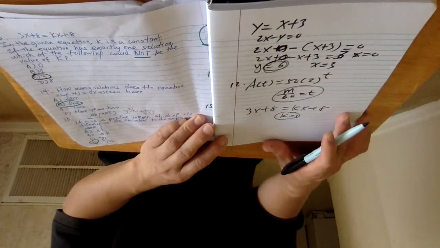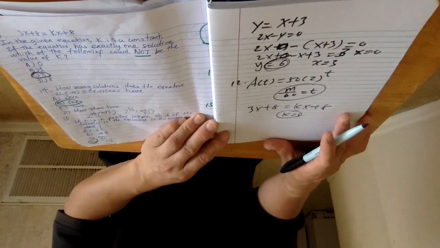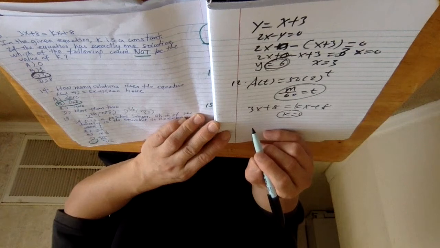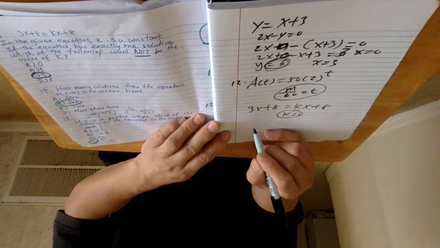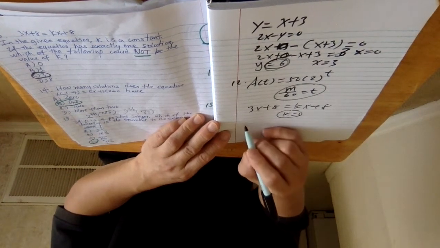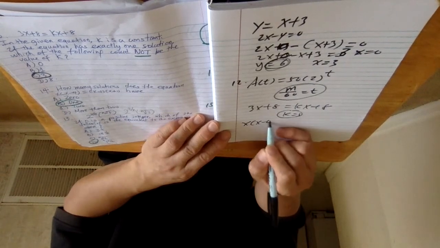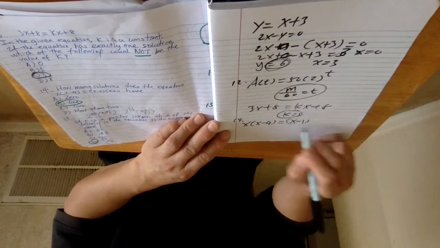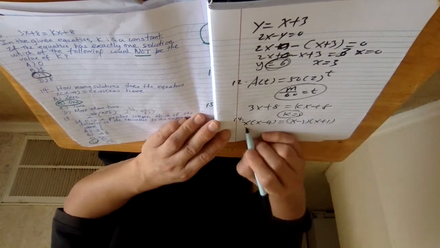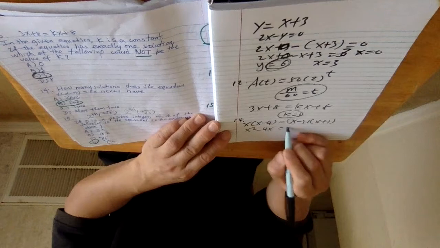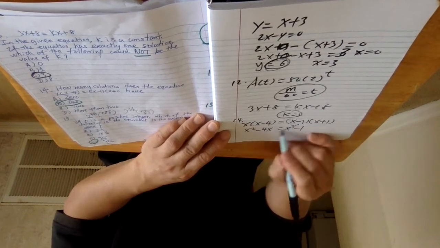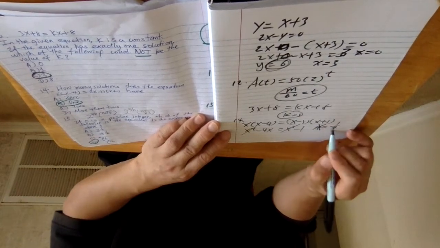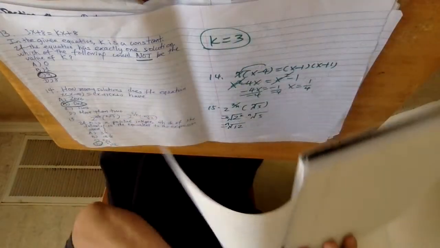Number 14. How many solutions does the equation x(x minus 4) equals (x minus 1)(x plus 1) have? So let's see here, x squared minus 4x equals x minus 1 times x plus 1. So x squared minus 4x equals x squared minus 1. So x squared cancels out, so x equals 1/4, so only 1 solution.